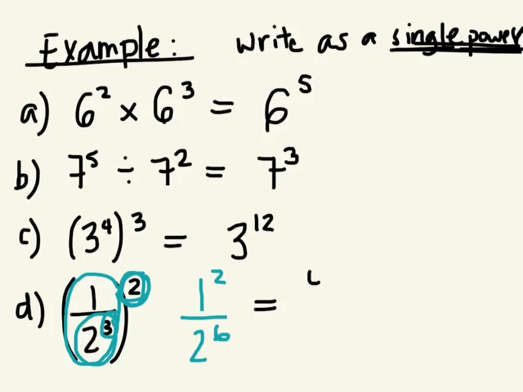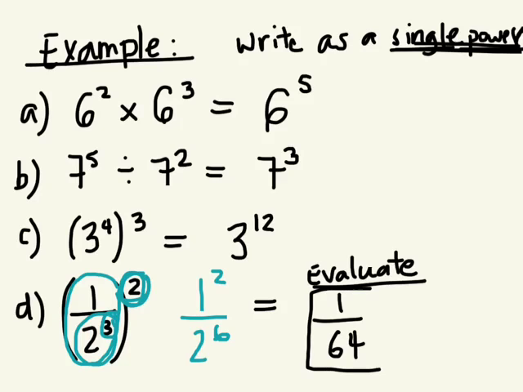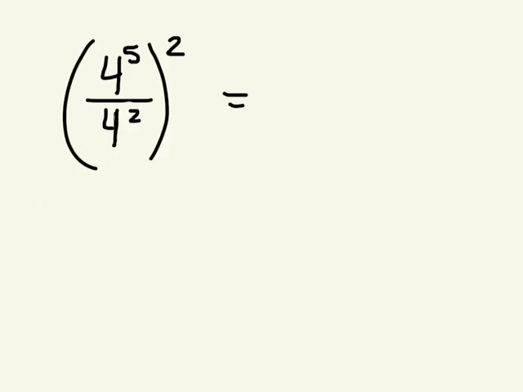If we were to evaluate this, let's keep it as a fraction. What's 1 to the power of 2? What's 1 times 1? What's 2 to the power of 6? You'll need a calculator. What's 2 times 2 times 2 times 2 times 2 times 2? So 1 over 64. If we were to evaluate this, if you want to turn it into a decimal, how would you turn this into a decimal? 1 divided by 64. What is it? 0.0156. Okay, and so on. We'll just round it.